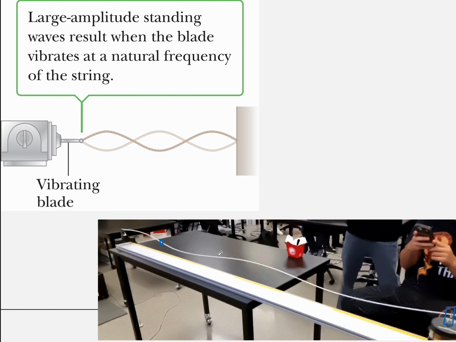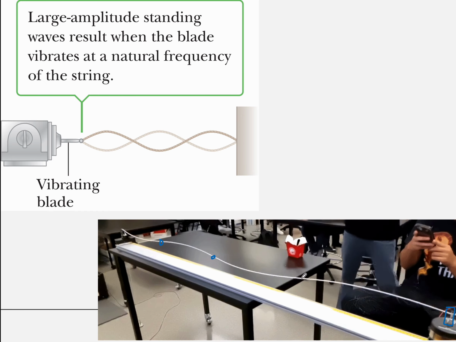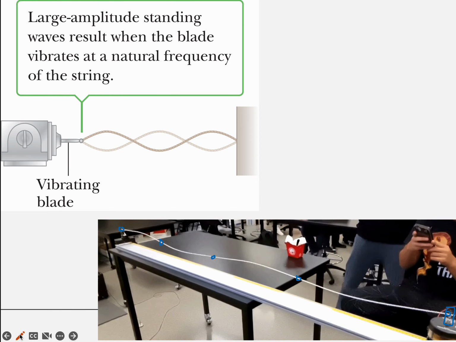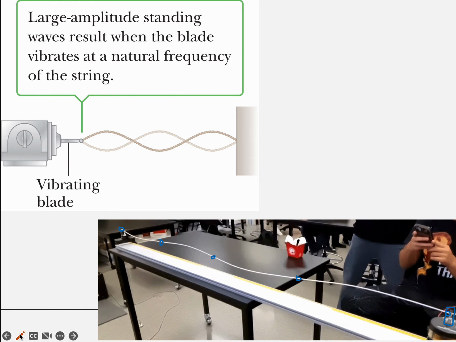Here's nodes along it. My apologies for this fairly bad, quick animation. They are evenly spaced. There's just a little bit of perspective on this one. And then in between here, we've got antinodes. In this case, there are 4 antinodes and a total of 5 nodes.